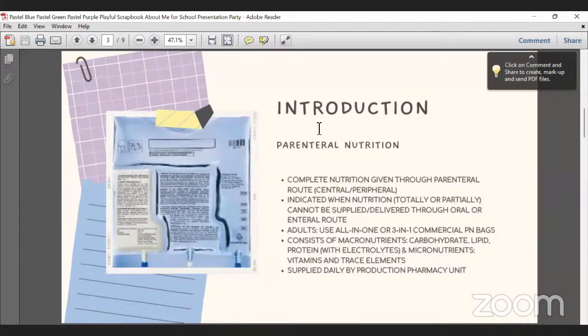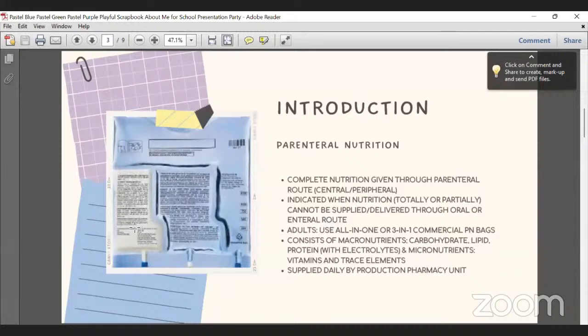For adults, most hospitals immediately start using all-in-one bags or 3-in-1 commercial PN bags. It is a ready-made bag from the supplier. The one bag is divided into several partitions, mostly 3 partitions, consisting of macronutrients. One partition consists of carbohydrate, as you can see in the picture, another lipid, the white milky colored fluid, and also the protein.